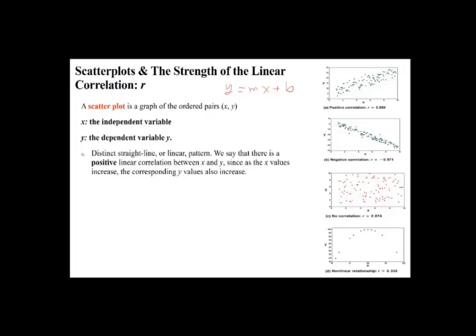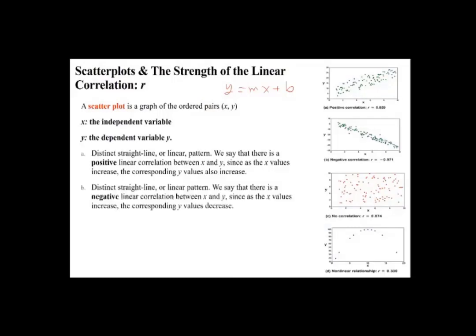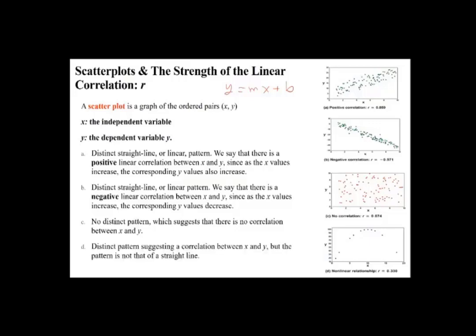Distinct straight line or linear pattern, we say that there is a positive linear correlation between x and y, since as the x values increase, the corresponding y values also increase. Distinct straight line or linear pattern, we say that there is a negative linear correlation between x and y, since as the x values increase, the corresponding y values decrease. No distinct pattern would suggest that there is no correlation between x and y. Finally, distinct pattern suggesting a correlation between x and y, but the pattern is not that of a straight line.